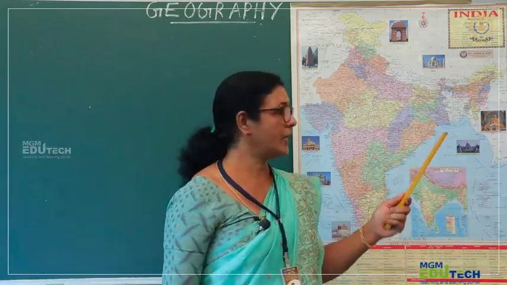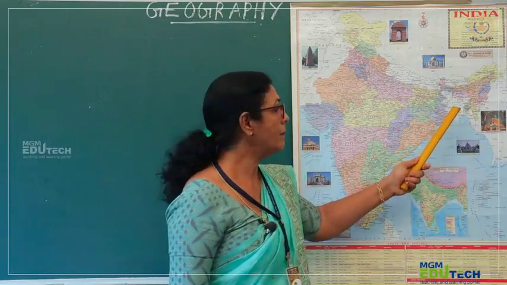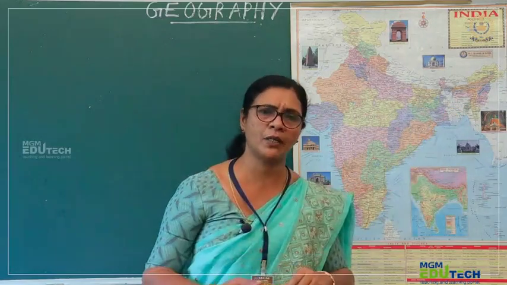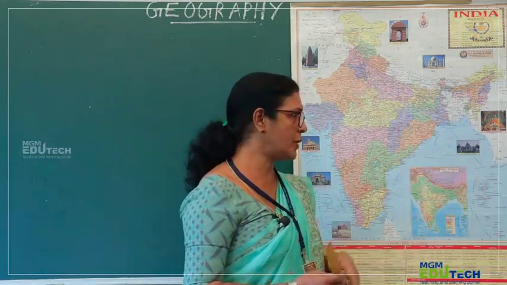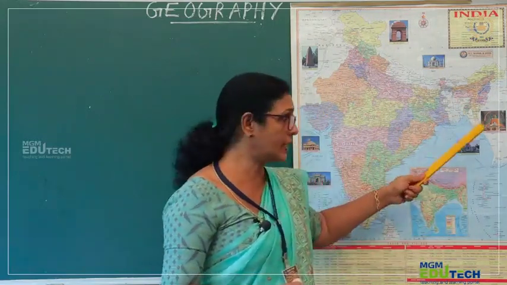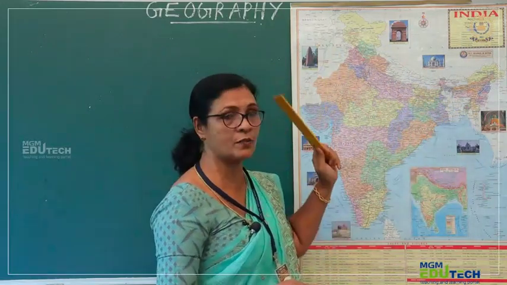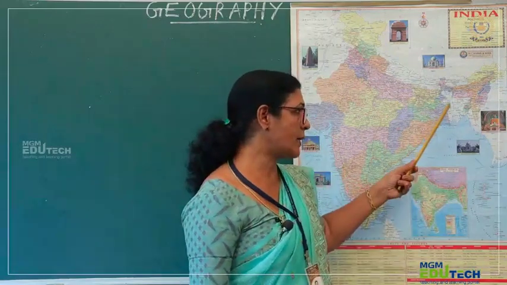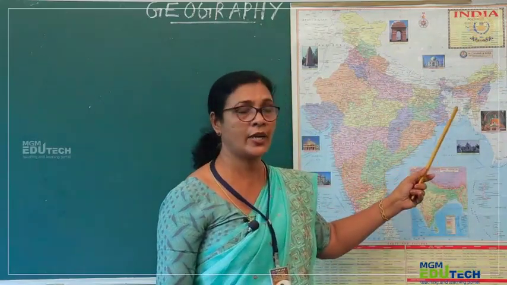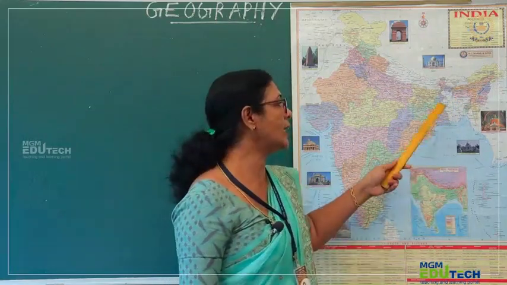Now let's go to the next neighboring country, that is Bangladesh. Bangladesh was once part of India. When India was divided into Pakistan, it was part of Pakistan, and earlier it was known as East Pakistan. This is East Pakistan and here it is West Pakistan. In 1971, Bangladesh became an independent nation, and it got its name Bangladesh. From then it is known as Bangladesh.